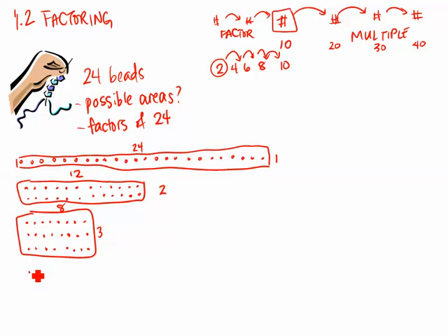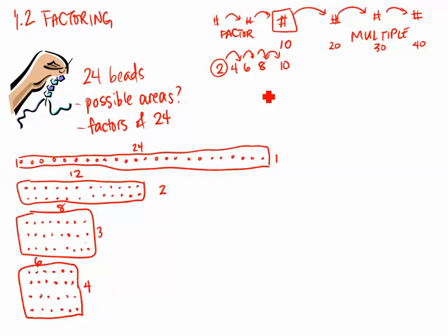And one last arrangement is the most square of them all, and it's not really a square though, but it's kind of starting to look like a square, is a 6 by 4 rectangle gets 24 also. So these are all the different possible areas to get to 24 beads. And as you can see, they're always partnered.